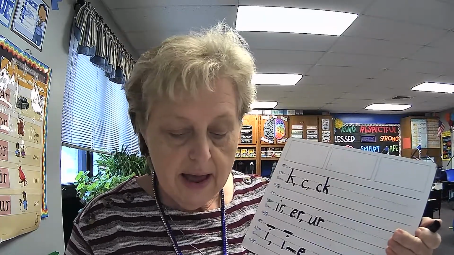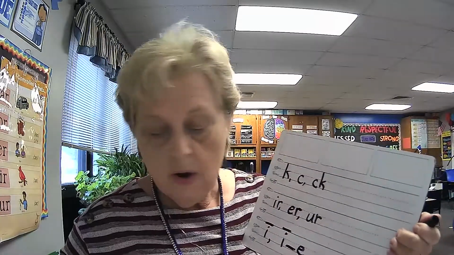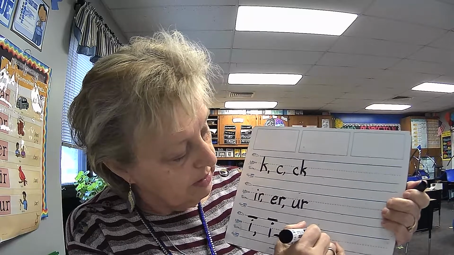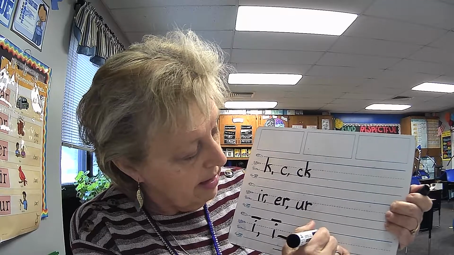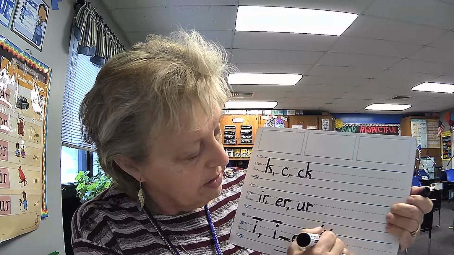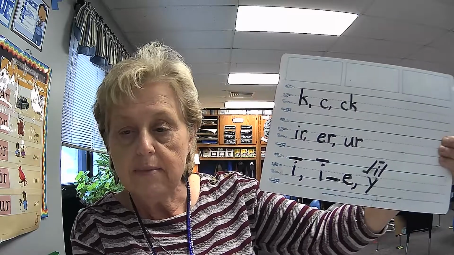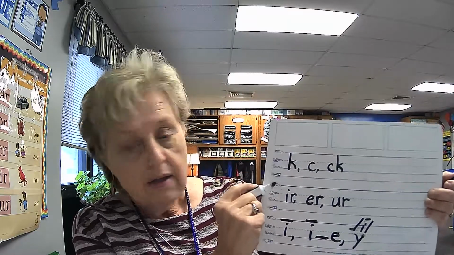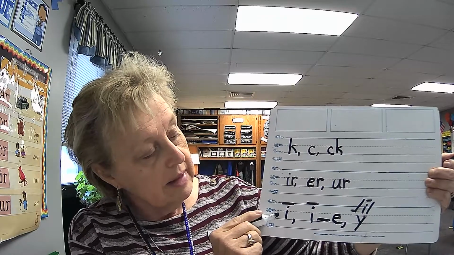And finally we have Y, cry, I. Y makes the sound of I at the end of some words if it's a 1-syllable word. And that would be with a macron over the top, the long I. Okay, so 3 ways to make the sound of long I. 3 ways to make the sound of K. 3 ways to make the sound of er. And 3 ways to make the sound of I.